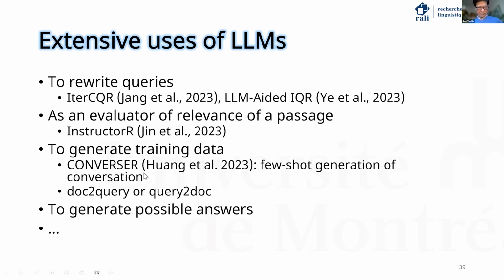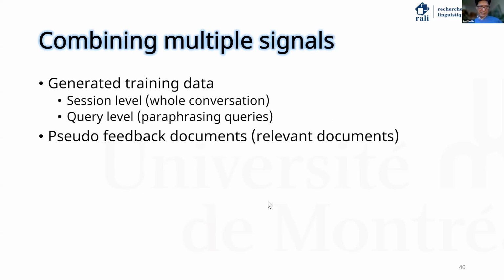So for example, ConvSearch is a model that tries to generate a conversation. So we start with the first turn, and then there are follow-up turns generated by large language models. And we also have this generation of the query from the document or the reverse that may help create more training data. And we also have a lot of work trying to generate potential answers from a question. So those approaches have been extensively used.